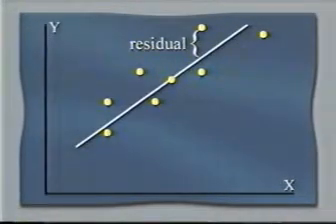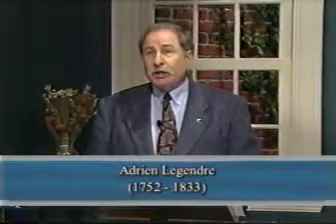And again, we square all the residuals because we want to get rid of the negatives. We sum the squares and we get the sum of squared error. The best fit model will minimize the sum of squared error. The earliest work on minimizing the sum of squared error was done by Adrien Legendre, another French mathematician who lived and worked in the early part of the 19th century.